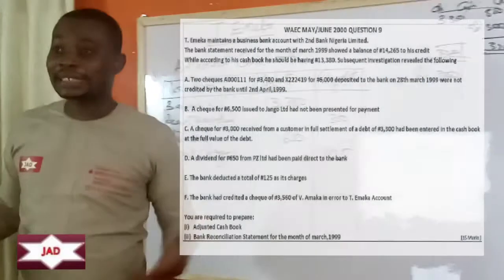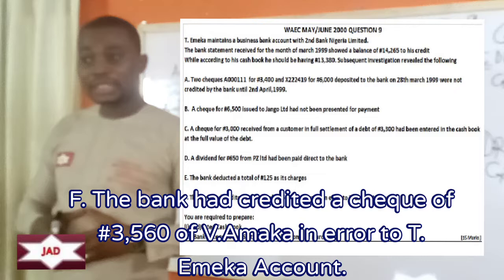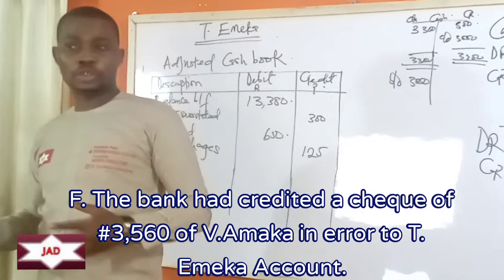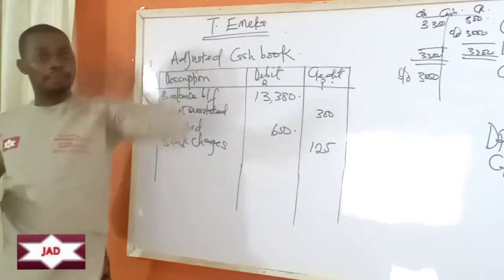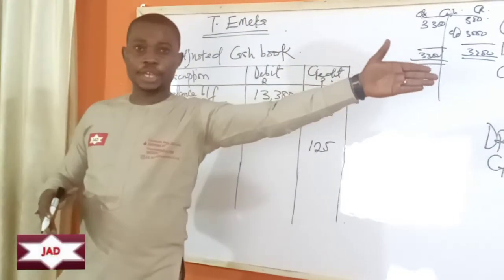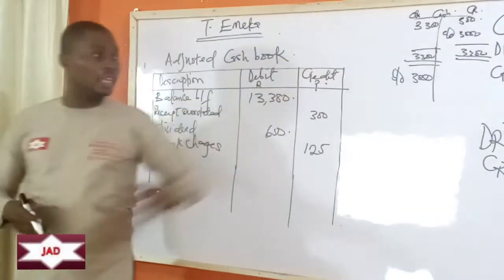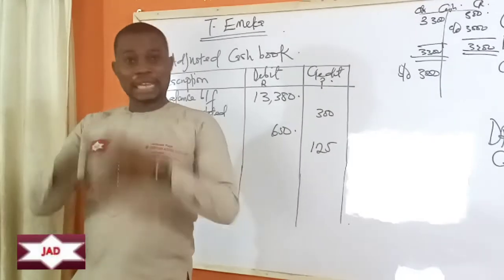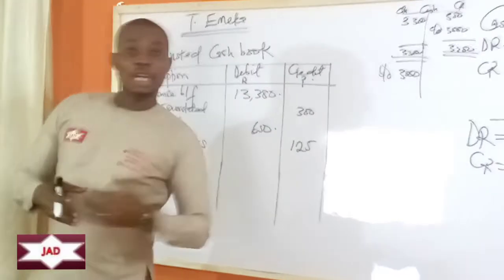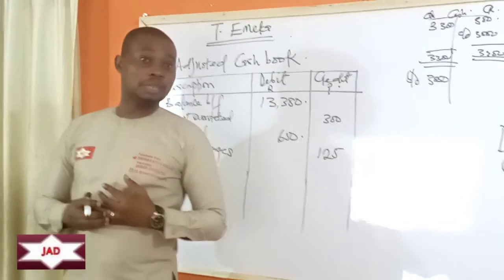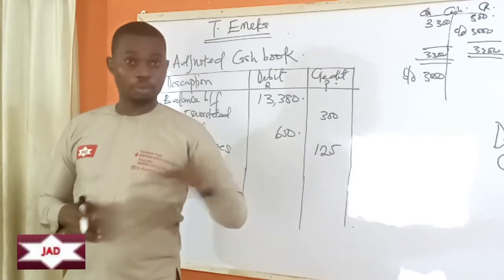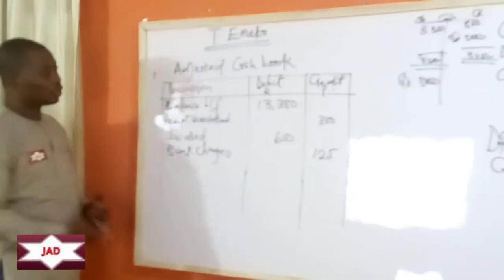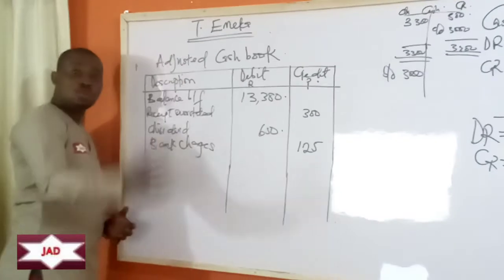The bank had credited a check of 3,560 of V Amaka in error to T Amaka's account. So this is not Emeka's error. It's the bank that is making such error. So we'll find a way to adjust it in the bank reconciliation statement. That means there's an amount of money that has been credited to the account of T Emeka by the bank that needs to be reversed. So basically, these are the items that will affect the adjusted cash book.